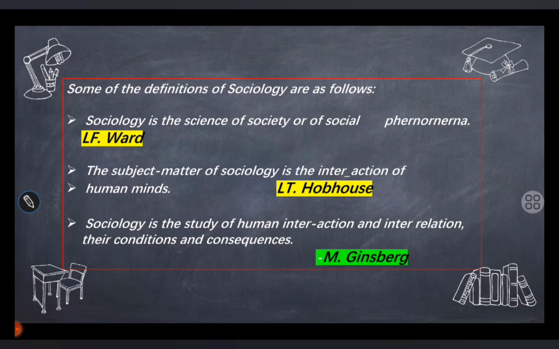Giddings defined sociology as, he said, sociology is the study of human interaction and interrelations, their conditions and consequences. In simple terms, he put it as, sociology is all about studying how people interact with each other, the relationships they form, and understanding the conditions and outcomes of these interactions in society. It dives into the reasons behind social behaviors and their consequences.